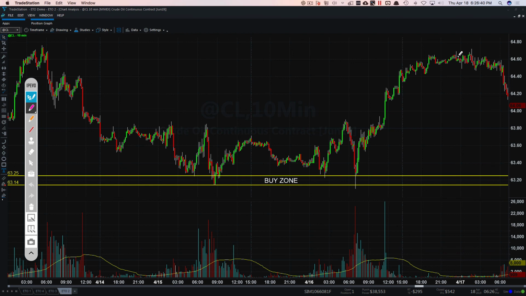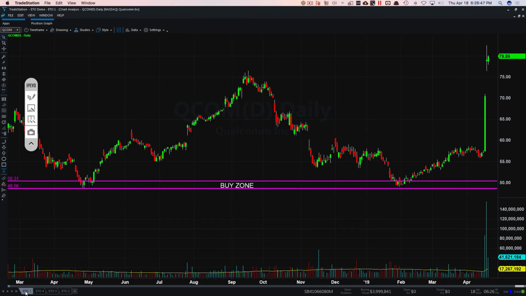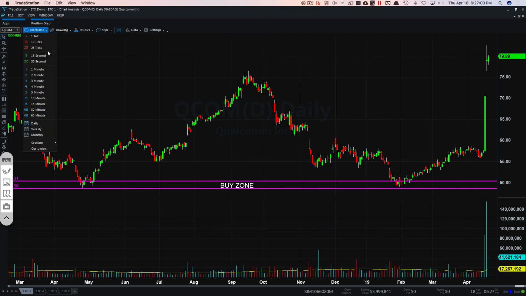Now, let's also look at some other chart timeframes, just to illustrate the different ways you can look at charts. I'm going to go back to our Qualcomm chart. And again, this is a daily chart, so every single one of these candles represents one full day of trading activity. Now, however, I can go into a smaller time frame. So I'm going to select a smaller time frame. I'm going to maybe go down to, actually, no, I'm going to go up first. I'm going to go up to a monthly chart.